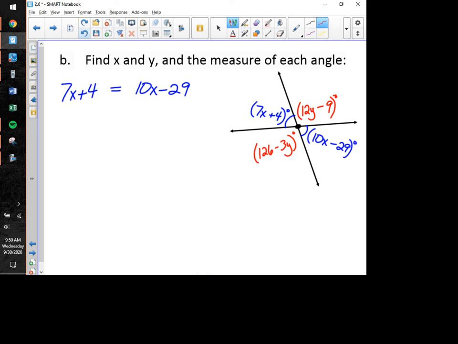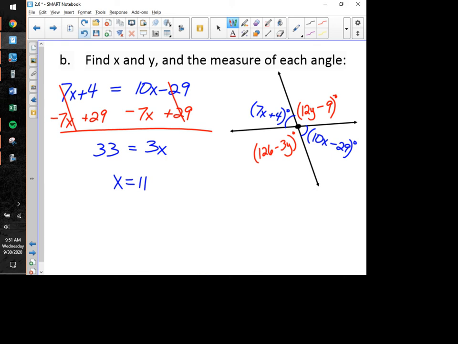So this one wouldn't be too bad to solve. I would subtract a 7x from both sides, while at the same time adding a 29. 7x's on the left cancel, 29's on the right cancel. 4 plus 29 is 33. 10x minus 7x is going to be 3x, and we would divide by 3 now and get x is equal to 11. And that was one of the things we were asked to do here, was to find x, and we've got that one done. The other thing they wanted us to do now was to find y.